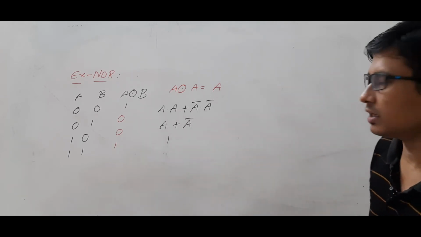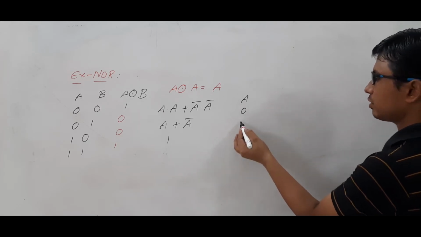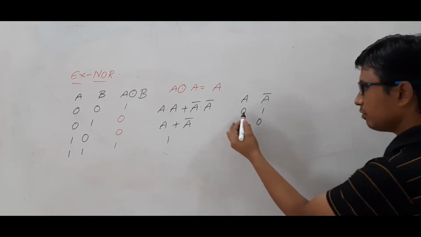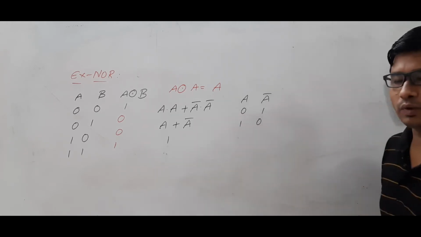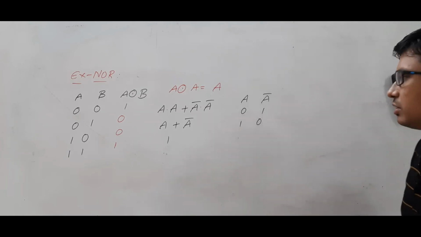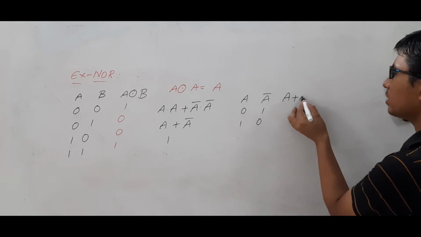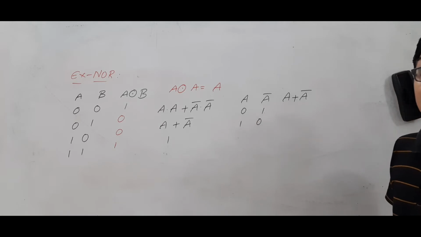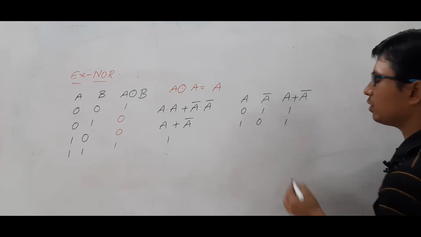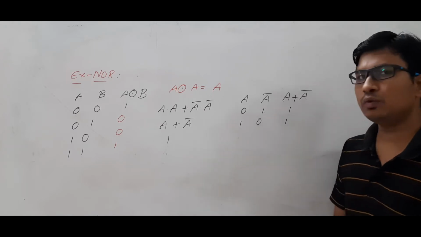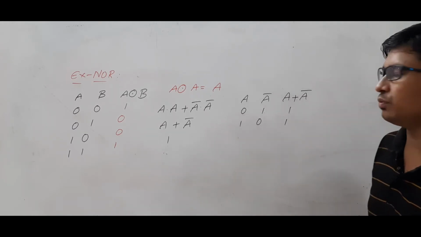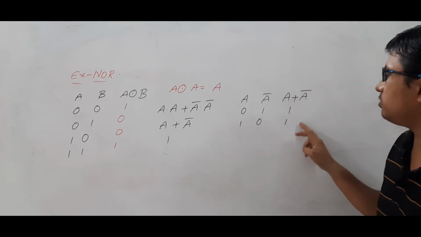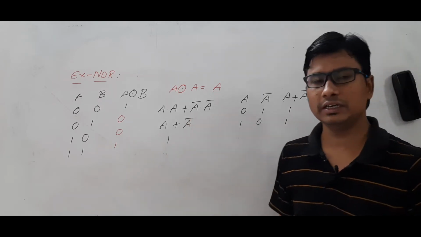If you want the proof, I can give you. A value is 0 or 1. A's complement will be 1, 0. What is complement? Whenever the input is 0, the output will be 1. Is it clear? Whenever the input is 1, the output will be 0. Now take A or A's complement, which is equal to 0 or 1, and 1 or 0. What is the OR gate property? If any one of the inputs is 1, the output will be 1. So this function A or A's complement always produces the output as 1. So I can write it as 1.